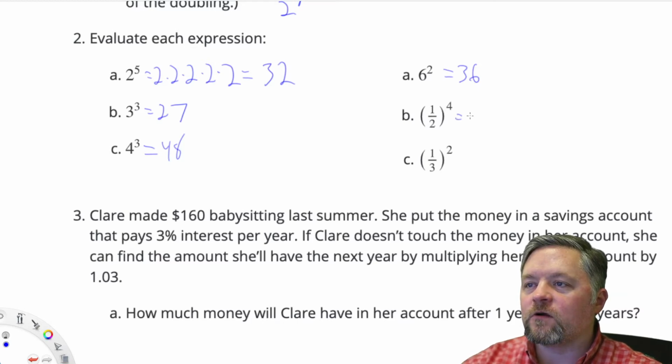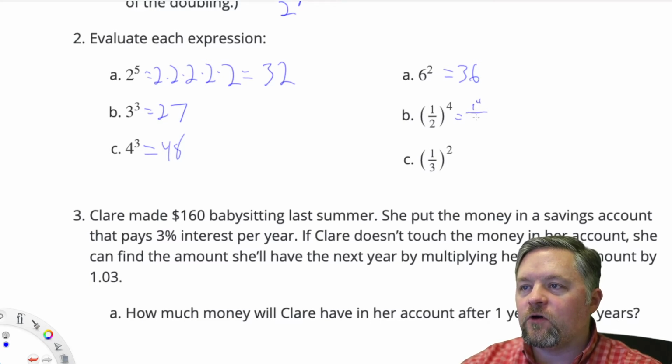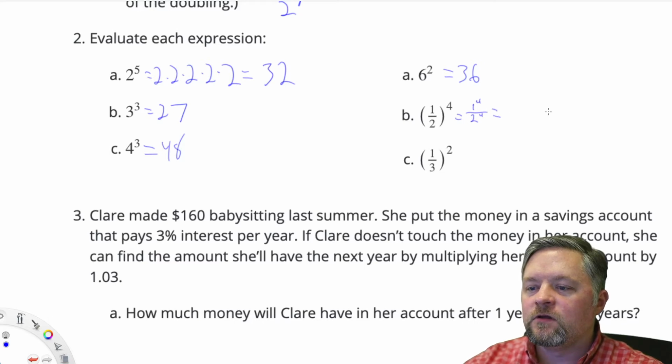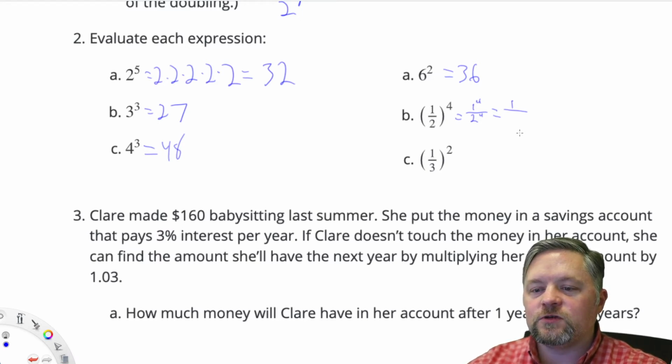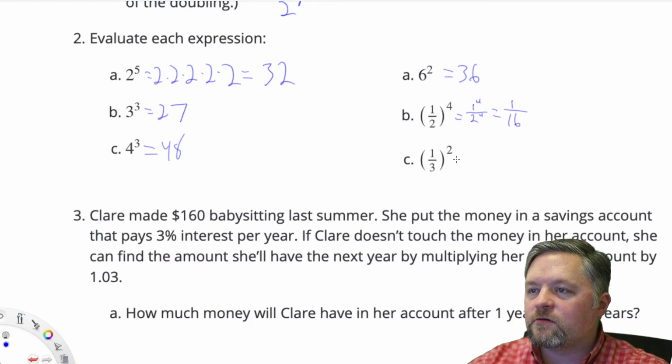1/2 to the power of 4. We can also think of this as 1 to the power of 4 over 2 to the power of 4. 1 times 1 times 1 times 1. Doesn't even matter how many times we do it, it's always going to be 1. 2 to the power of 4. 2 times 2 is 4. Times 2 is 8. Times 2 is 16. One third to the power of 2. 1 squared is 1. 3 squared is 9.